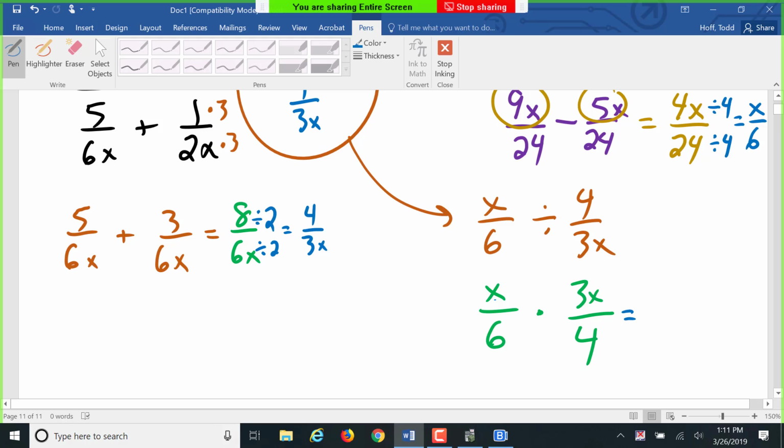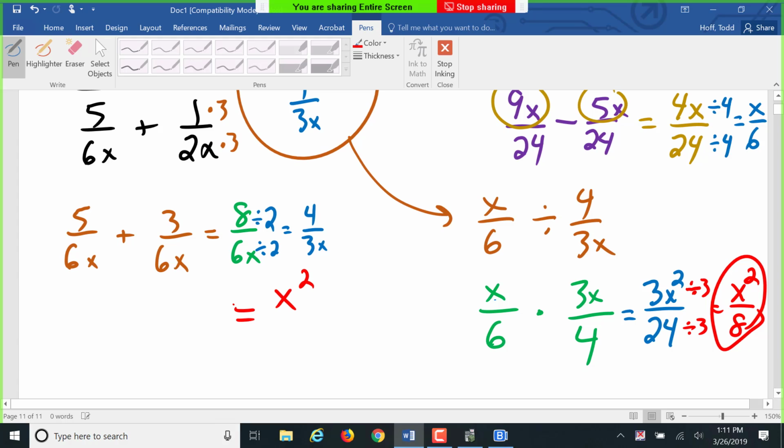x times 3x is 3x squared. 6 times 4 is 24. Can anybody see what the last step is we have to do there? Divided by 3. Both 3 and 24 can divide by 3. So that gives me x squared over 8. So that whole expression reduced to x squared over 8. Any questions there?